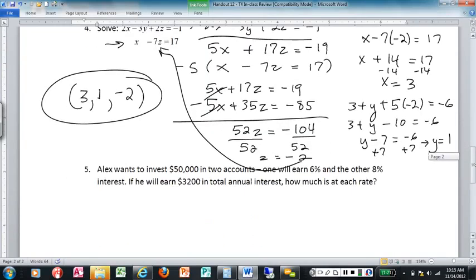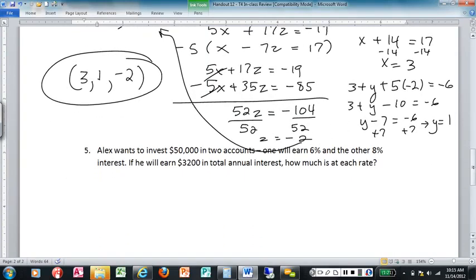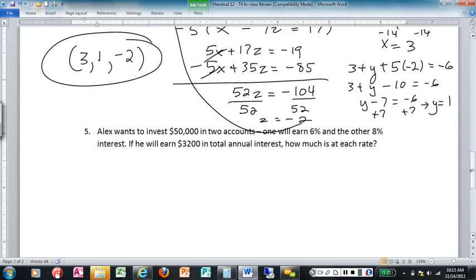All right. We did talk about a couple of word problems. Here's one of them. Alex wants to invest $50,000 in 2 accounts. One will earn 6%, the other 8%. If he will earn $3,200 total annual interest, how much is at each rate? We set this up as a system because we've got 2 things we know. We know about the total, and we know about the interest.